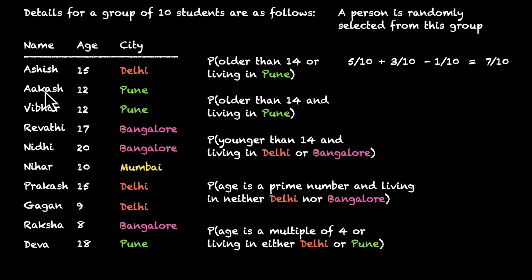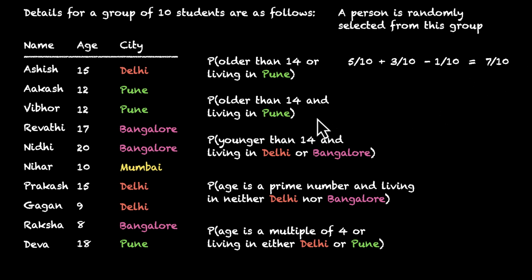Now there's another way we can actually go through the list and select the students older than 14 or living in Pune. Let's first pick the ones that are in Pune, 1, 2, and 3. Now from the remaining cities, let's pick the ones that are older than 14. We have Ashish 1, Revati 2, Nidhi 3, and then Prakash 4. So 3 in Pune and 4 from the other cities that are older than 14. So 3 plus 4, 7. That's going to be 7 by 10.